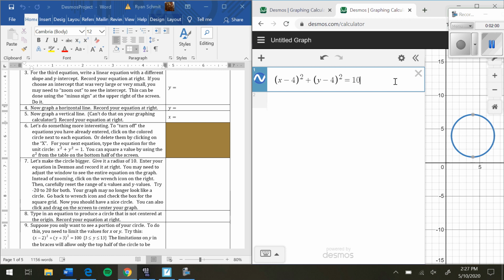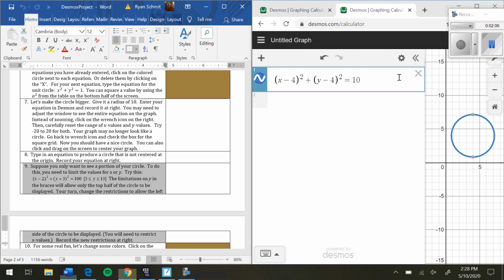So what if I don't really want the whole thing to show up? So let's talk about restrictions. Technically, this is step 9 here. And so we are going to limit this graph to only see, let's go with the top half. So if I really just want the top half to show up, I want to make sure I am setting my limitations on either my x or my y.